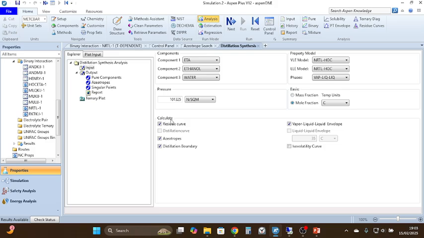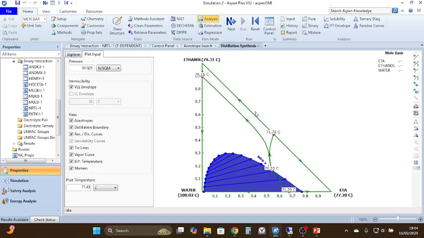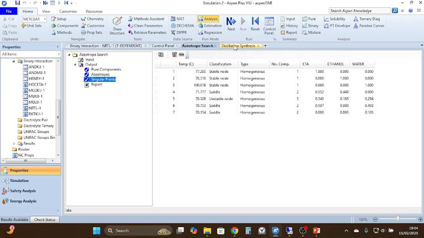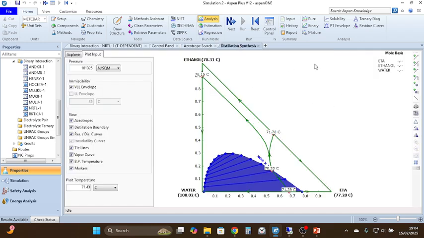And what are we going to calculate? We are going to calculate residue curves, azeotropes, and distillation boundary. Okay. Once we have done that, if we come over here, this is how a particular ternary graph looks like.